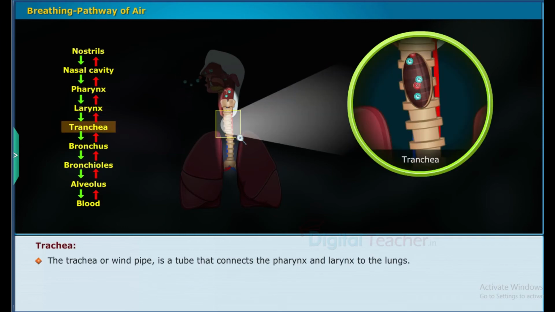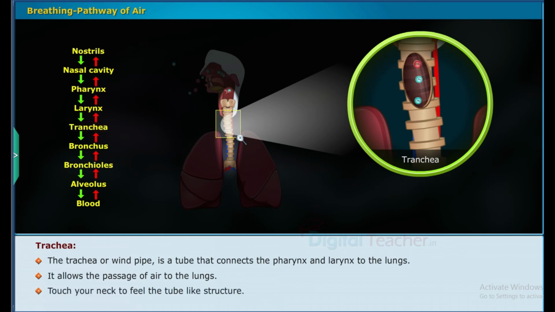Trachea. The trachea or windpipe is the tube that connects the pharynx and larynx to the lungs. It allows the passage of air to the lungs. Touch your neck to feel the tube-like structure.